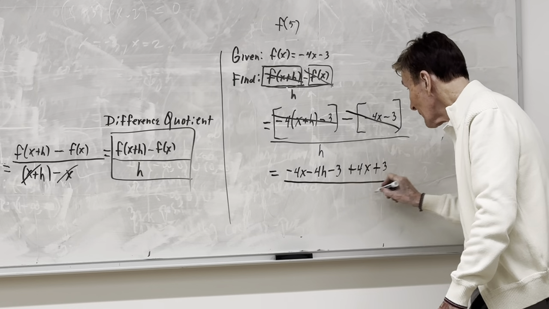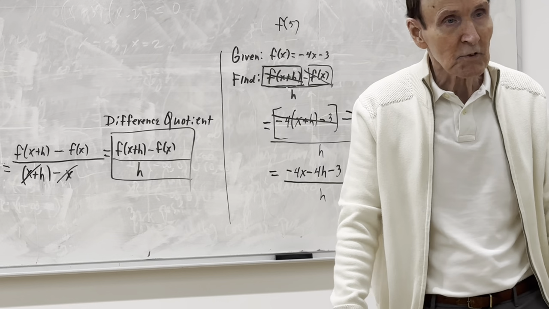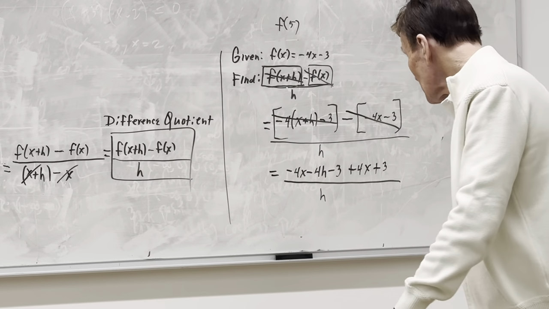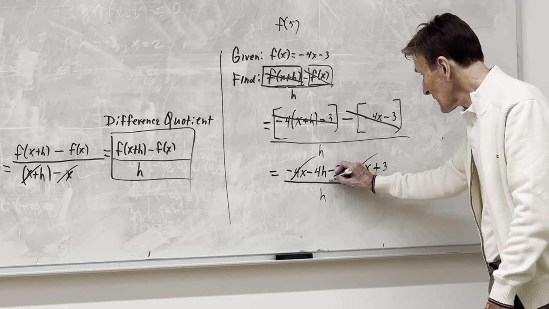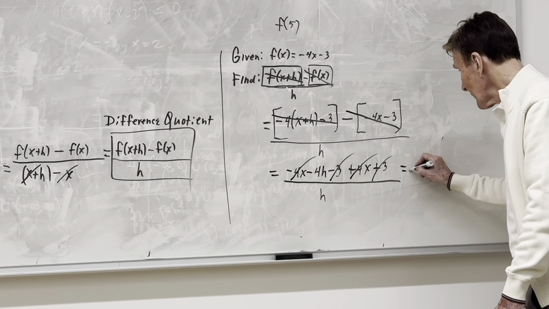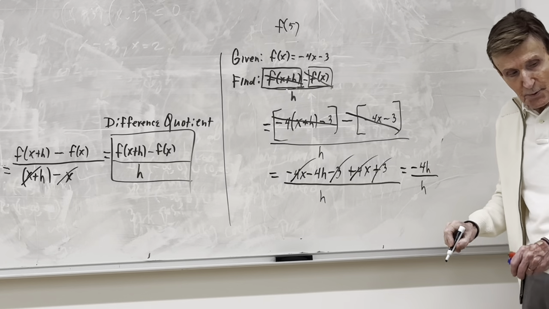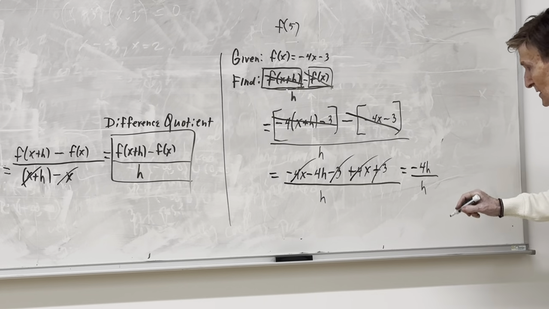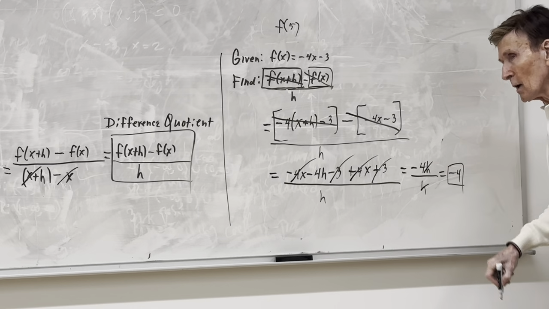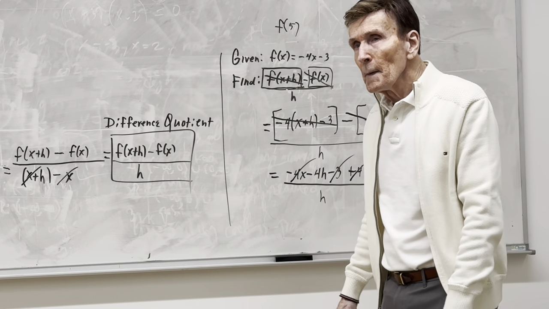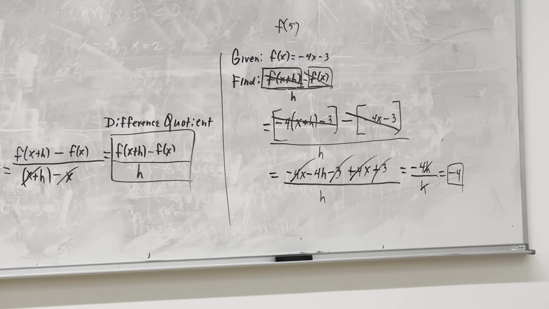Still over h. I'm just cleaning it up, doing some algebra. Some of these terms will cancel. Ah, these cancel. These cancel. And I'm left with -4h over h. Tell me from algebra what else is going to happen? The h is canceled. What are you left with? -4. The difference quotient for that function that was given to you is said to be -4.